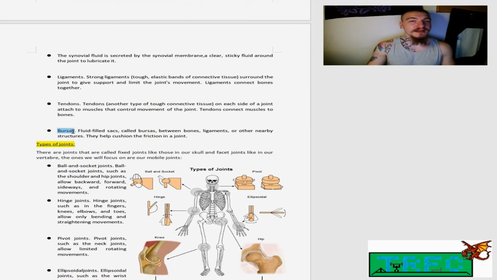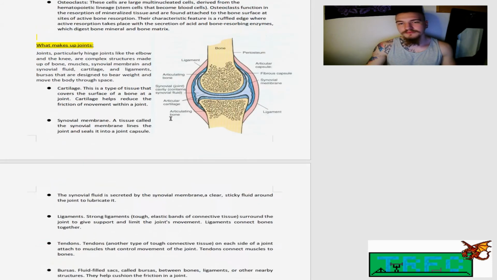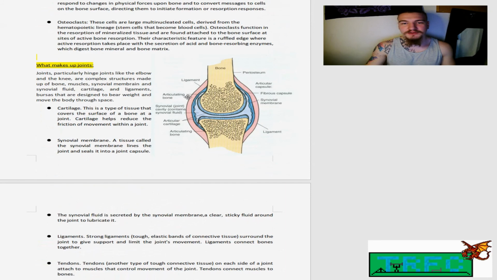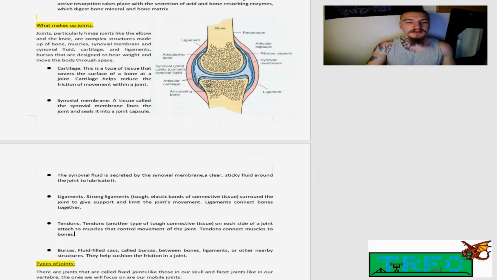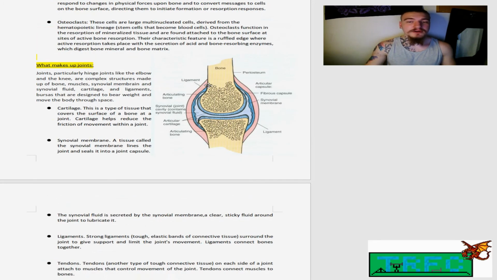And lastly, we've got the bursas. So this is a fluid filled sac between the bones and the ligaments or other nearby structures, and they basically help to cushion the friction of the joint as well. So if you look here, we've got the ligaments on the outside of the bone, we've got the synovial membrane here. Now the tendons would also be here as well, but they're unfortunately not in this diagram, and the bursas isn't in this diagram either, just because I think of the angle it's supposed to be, but the bursas would sit about here on the bones.